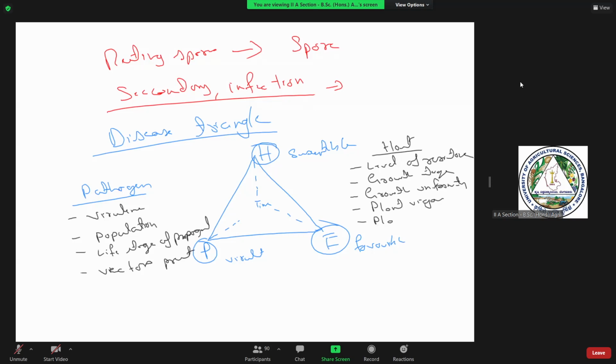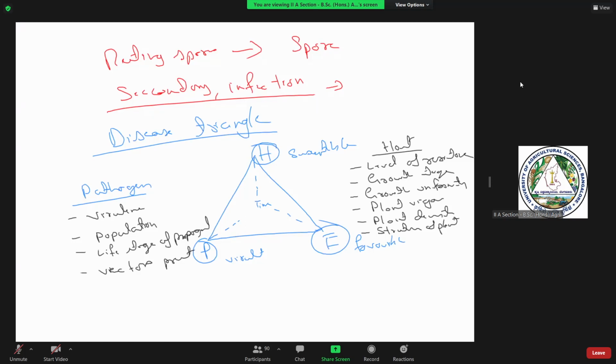Plant density. If the plant density is high, the spread of the disease is very high. And if the density is low, the spread is low. And lastly, the structure of the plant. If the canopy is very crowded, often the disease spread is very high.